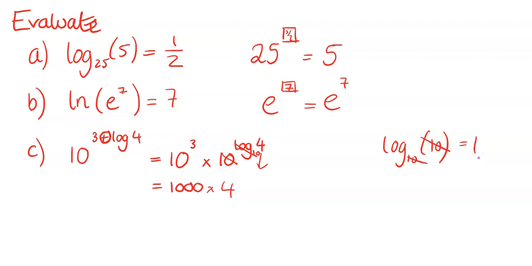Now that one will make a bit more sense if I do it this way. So log to base 10 of 10: is 10 to the power of what gives me 10? Well, that has to be a 1. So they cancel each other out. Anyway, the answer there is 4,000. So remember, if your base power is the same as the base of your logarithm, they cancel.